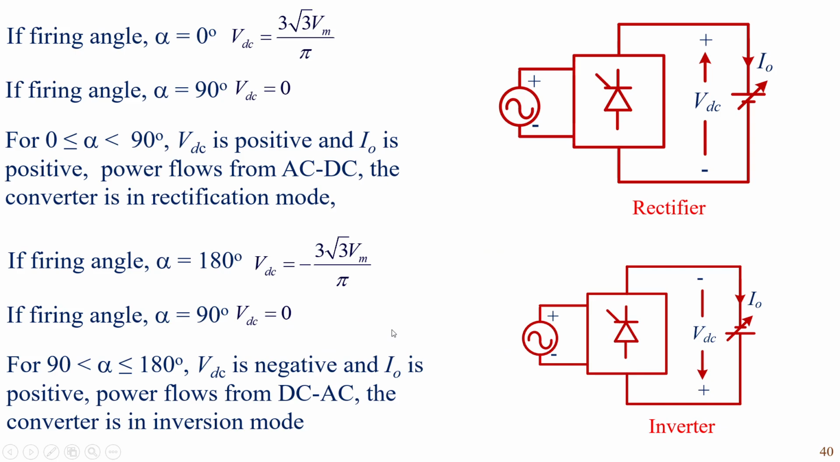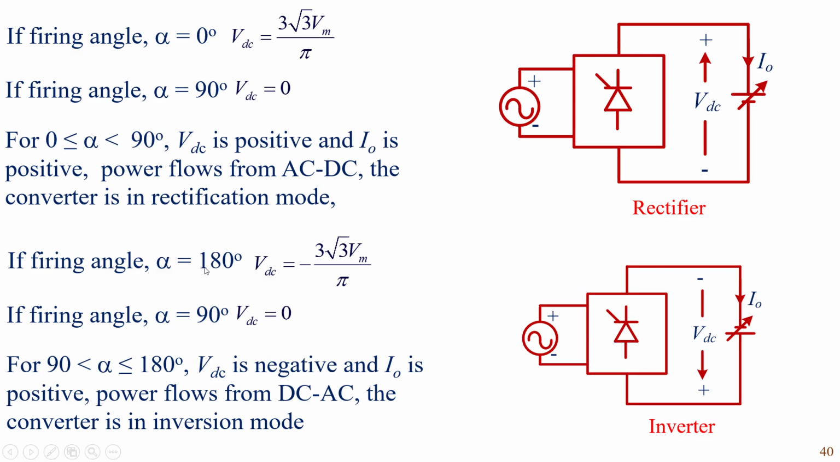If firing angle alpha equals 0, the DC output voltage equals 3 root 3 Vm by pi, and if firing angle alpha equals 90, VDC equals 0. So for firing angle between 0 to 90, the output voltage VDC is positive, the output current is positive, and the power flows from AC to DC. The converter is said to be in rectification mode.